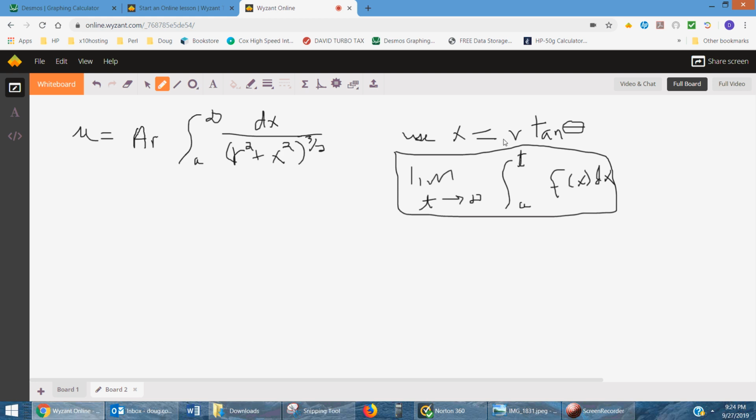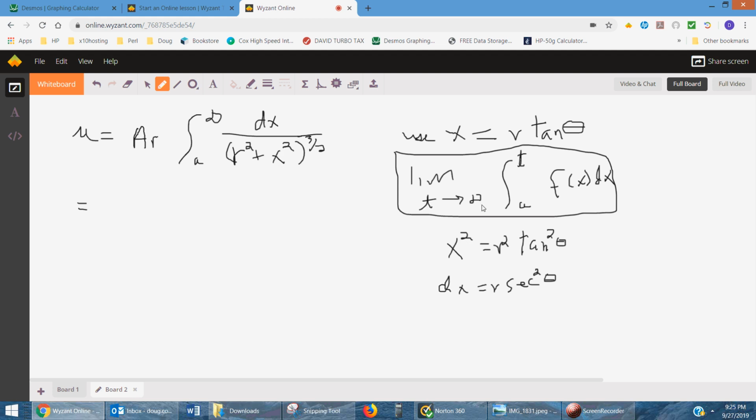But let's do the substitution and see what happens. Let's first make the observation that I've got an x squared here. So if x equals r tangent theta, x squared equals r squared tangent squared. And we'll also make the observation that if I take the derivative of this expression, then dx will equal r secant squared theta d theta. Again, r is a constant. The only variable is this little x here.